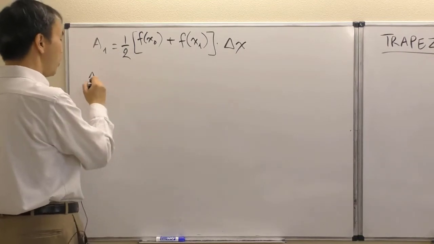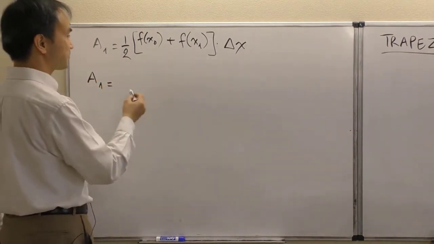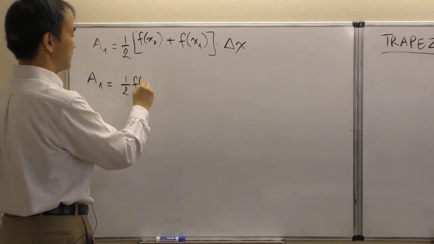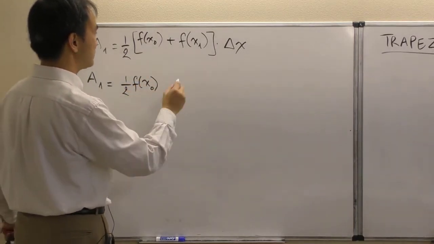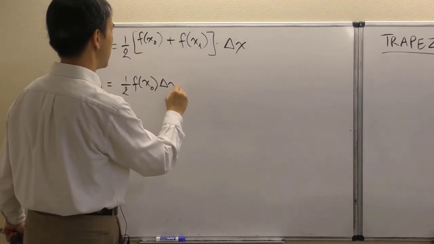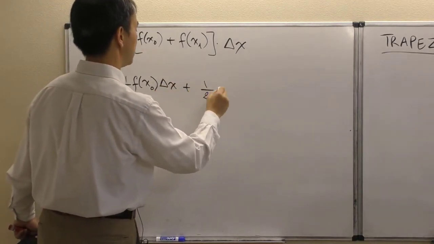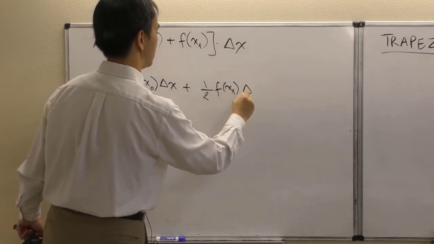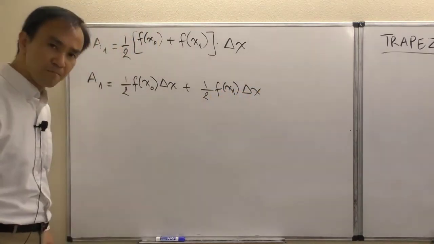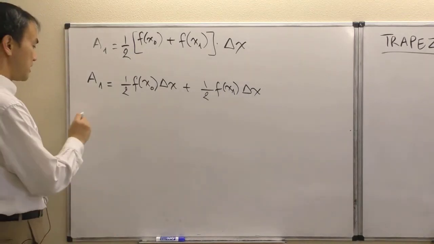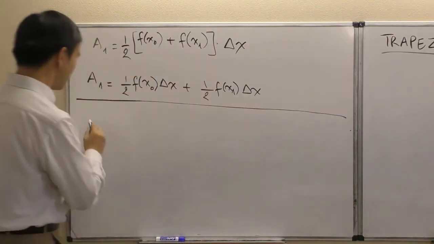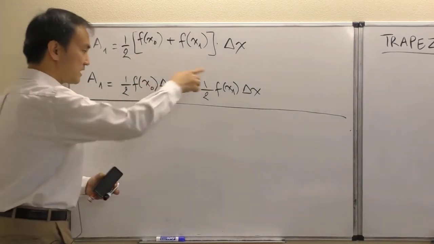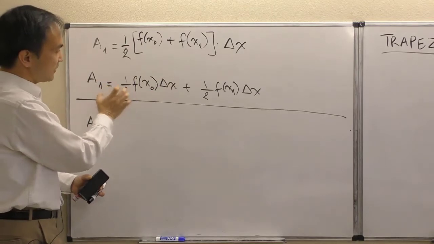So one more little step. That means A1 here algebraically will become 1/2 f of x0 times delta x plus another 1/2 f of x1 times delta x. So we're done with that one for now. And similarly, A2 can be found the same way. So this is how we get the area of the first trapezoid.